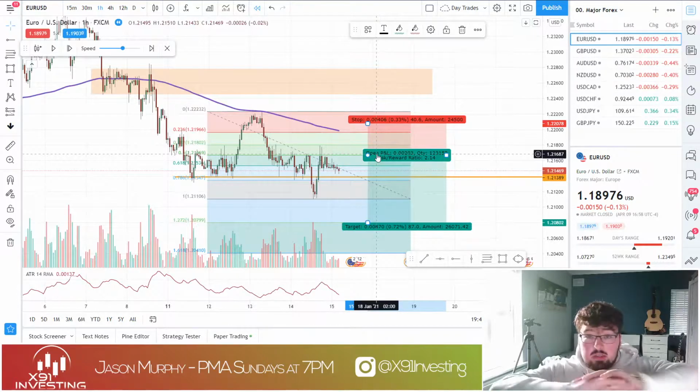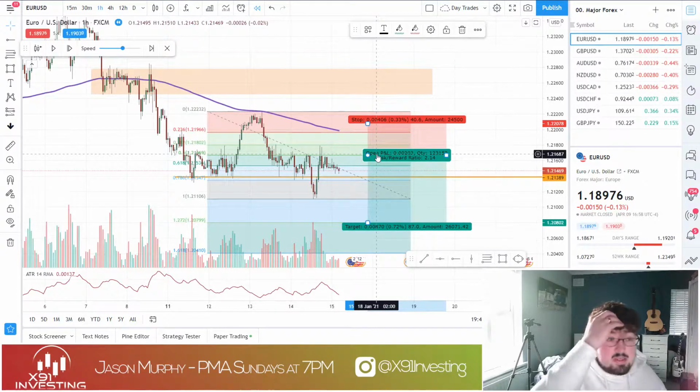I have not back tested this strategy. Don't anyone go and trade this. I'm not saying this is a viable strategy. I just pulled it out of my head.